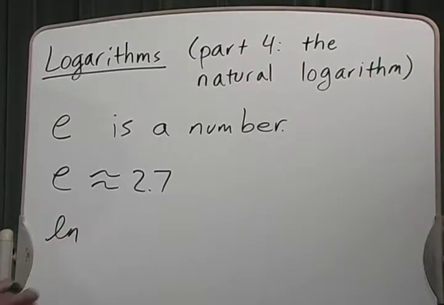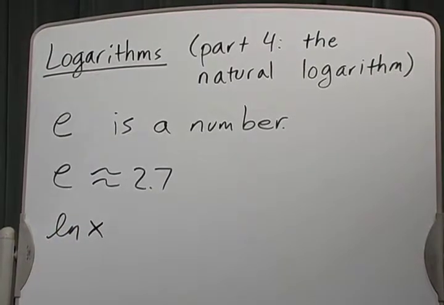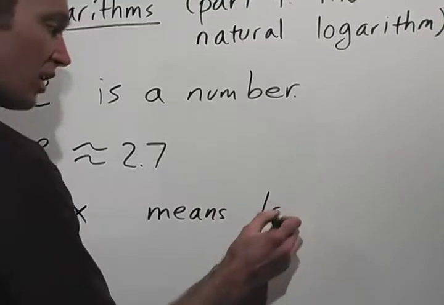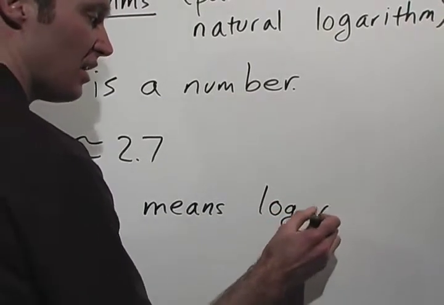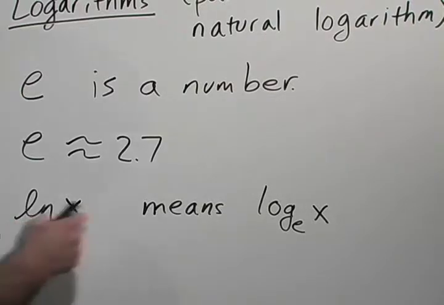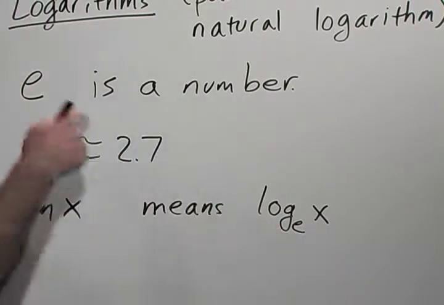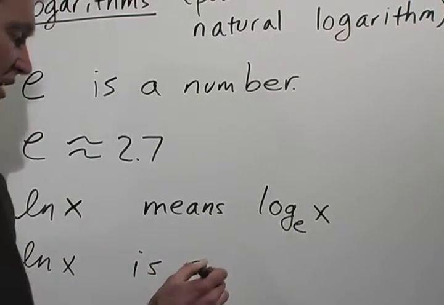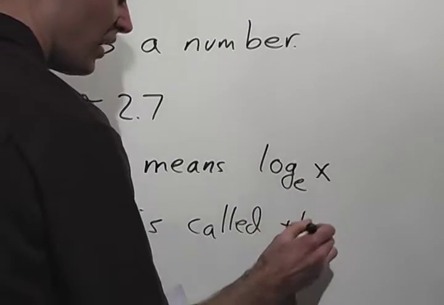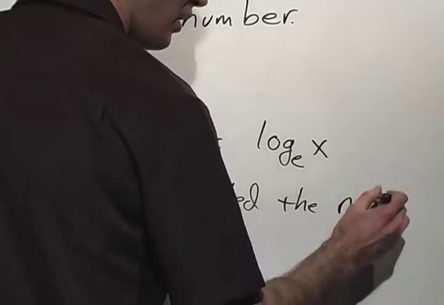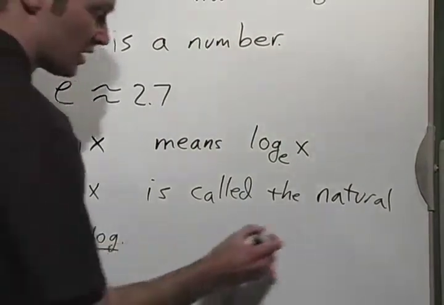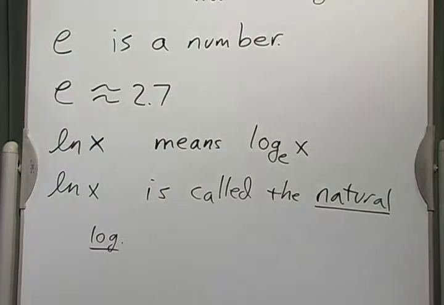Now, when you see ln of x, all that this means is log base e of x. ln of x means just log base e of x, using that number e. ln is what it's called because it's the natural log. The natural log. And this is something that's going to be very useful for us in solving equations and doing applications.